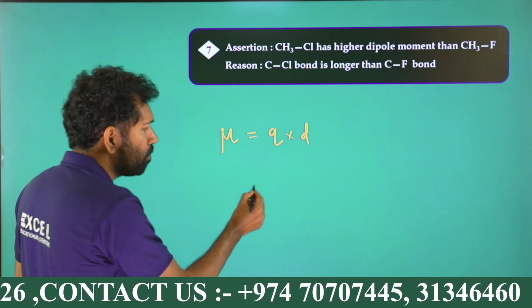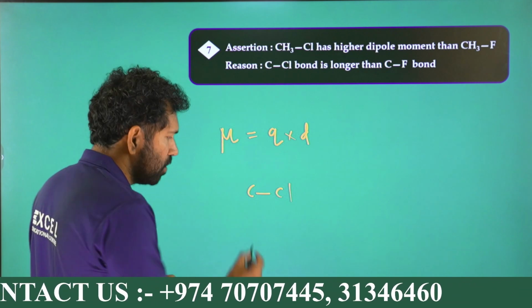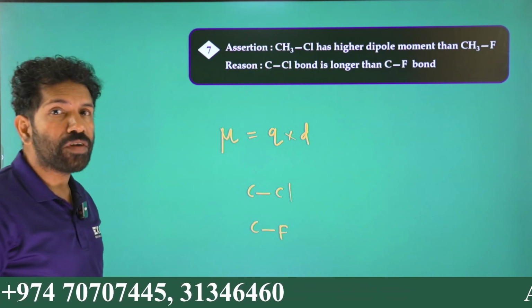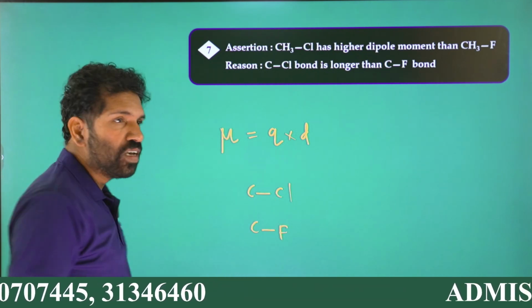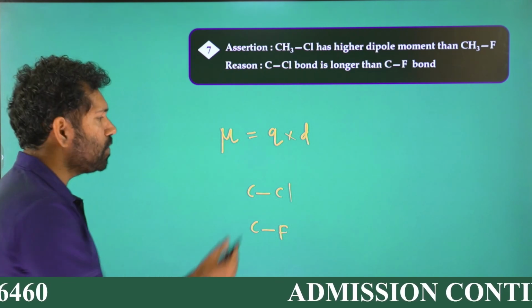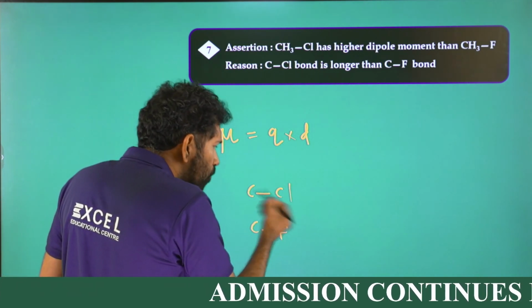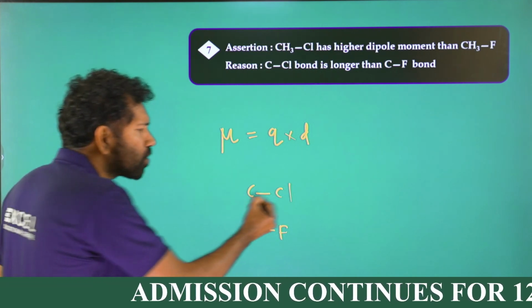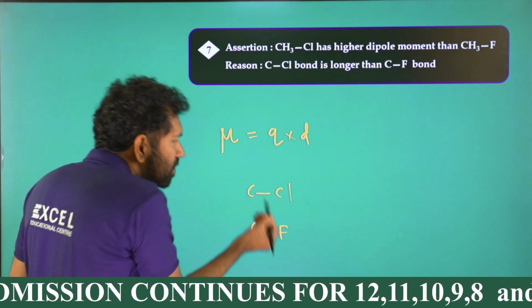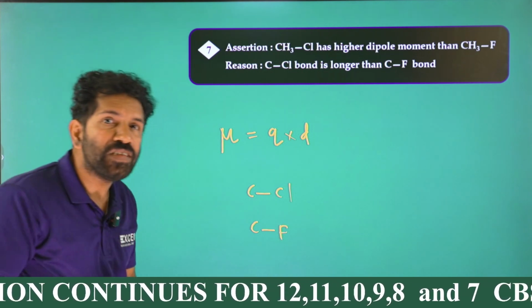Here, a carbon-fluorine bond is there. In CH3F, you can see the carbon-fluorine bond. In CH3Cl, you can see the carbon-chlorine bond, right? Here the bond length of the carbon-chlorine bond is longer, students. The C-Cl bond is longer than the C-F bond.